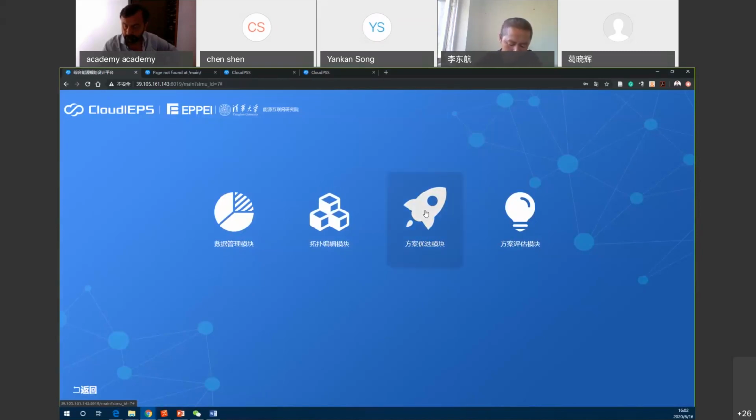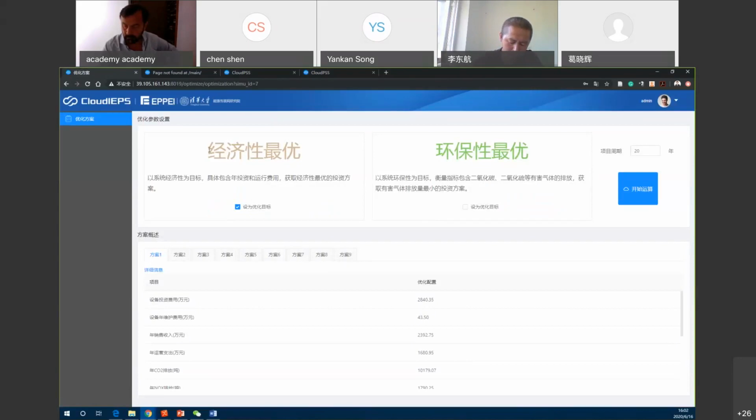optimization module. So in this module, we can set the optimal function to maximize the profit, or to maximize the economic environmental performance. So after we click the start button, the optimization core will generate thousands of scenarios and carry out thousands of energy flow calculations. The results will be calculated in the scheme optimization module based on detailed operation data. And finally, the Cloud IEPS will generate several schemes for users to choose.